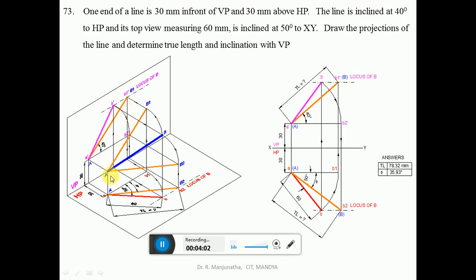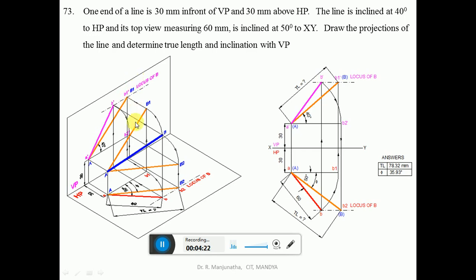So when you want to see in the space, A is in front of VP by 30 mm and this B1 is also in front of VP by 30 mm. So you will get this, the capital A and capital B1. So this is the line which is parallel to VP. Since it is parallel to VP, you are getting the true length in VP.